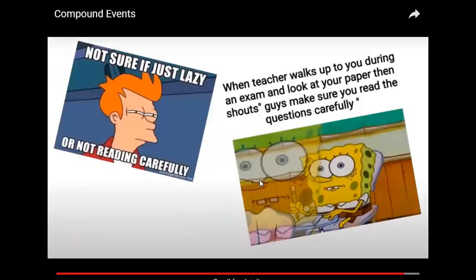Thank you for watching. This was our lesson today about how we can find probability by using different ways: by tables, by listing, and by a tree diagram.